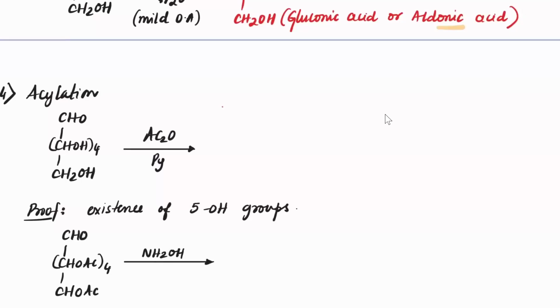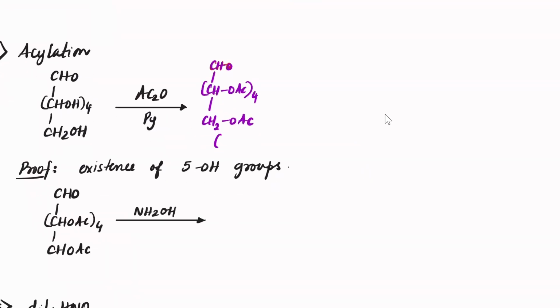So now what do we get here? This CHO will not be disturbed here. That CHO will remain the same. But next we will get this as CHOAc four times, and we will get this as CH2OAc. So in total, it shows the existence of 5 hydroxy groups. This can be determined both practically, I mean quantitatively, and qualitatively also. Okay, so here there is a glucose with a penta-acetate form.